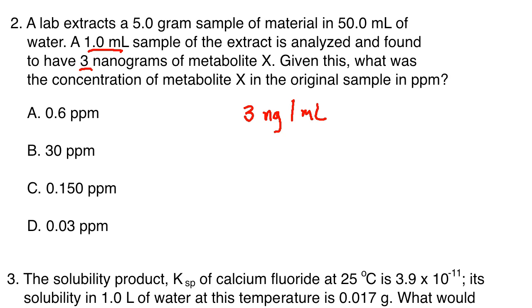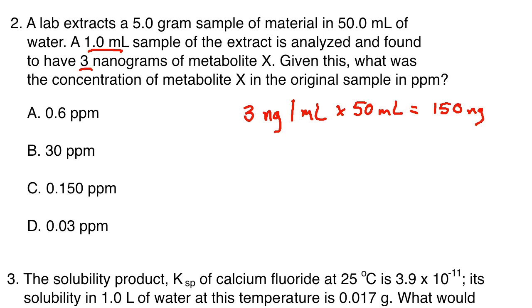Well, there was a total of 50 mils that we extracted in. So I would need to take this times 50 milliliters, right? And so if I do that, I come out to 150 nanograms. So 150 nanograms is what I have in the entire 5 gram sample, right? If I account for all 50 milliliters.